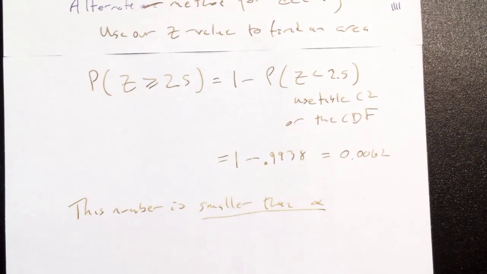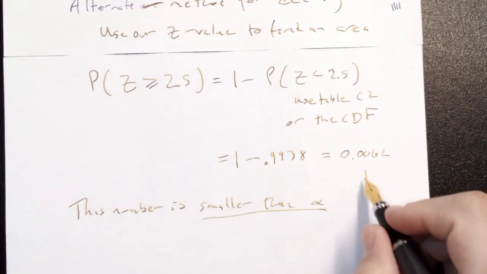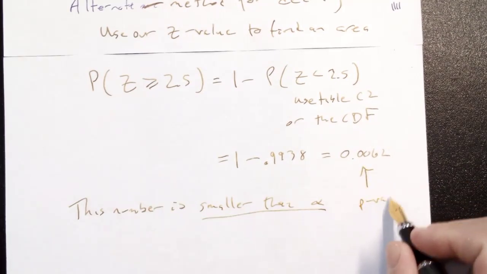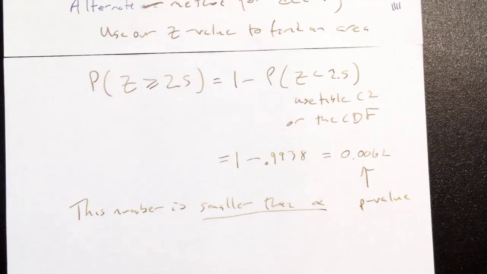I said I want a 1% level that this is wrong. So I just need you to clear 1%. And you didn't. I'm going to give this a name. Well, this is a probability. I'm going to call this a p-value. And we reject our null hypothesis when the p-value is smaller than alpha for a one-tail test.